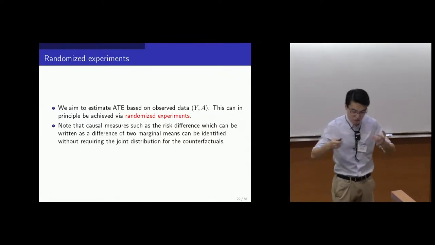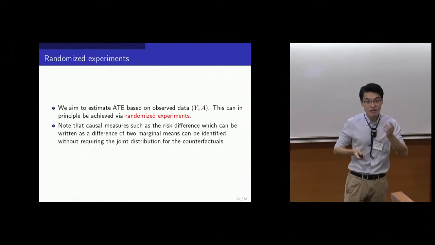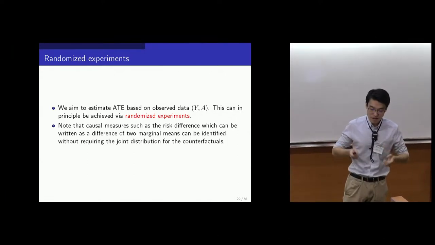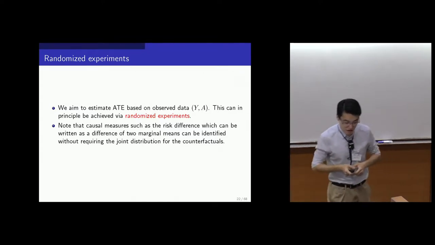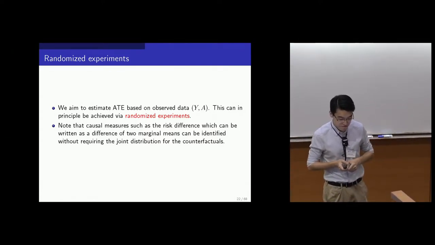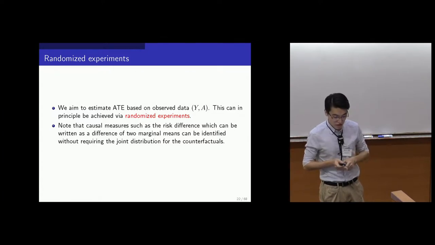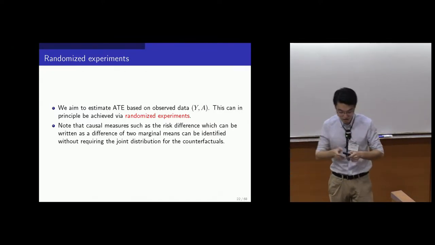But of course, back in the real world, we only observe the outcome and the assignment for each individual. We can never hope to observe both potential outcomes without stringent assumptions. This can, in principle, be achieved through randomized experiments. Note that causal measures such as the risk difference can be written as a difference of two marginal means, which can be identified without requiring the joint distribution for the counterfactuals. And I will illustrate using an example how we can do it.